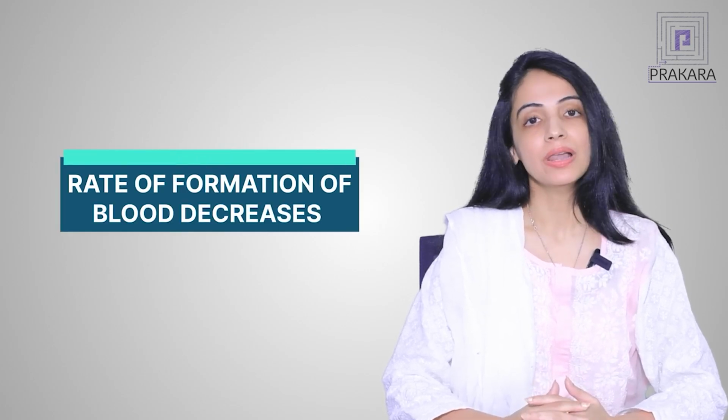Now, as adult bodies mature, the rate of formation of blood decreases. So, the red bone marrow, which is active, gets converted into a more stable inactive form and becomes yellow bone marrow, which is filled with more fat cells. However, when conditions such as purpura or bleeding occur, the yellow bone marrow becomes active once again and gets converted back into red bone marrow.